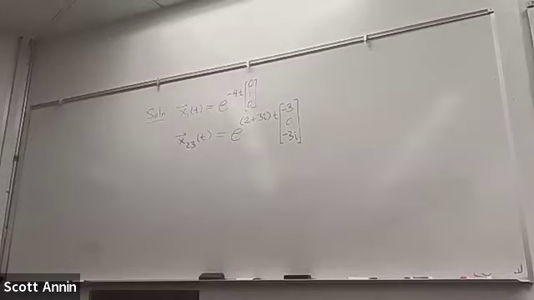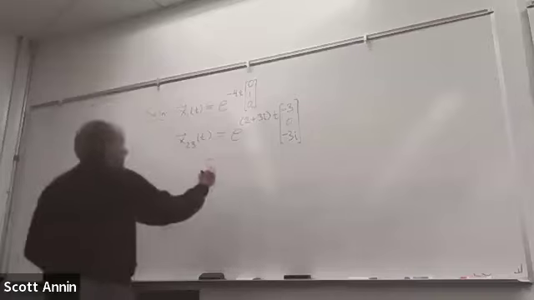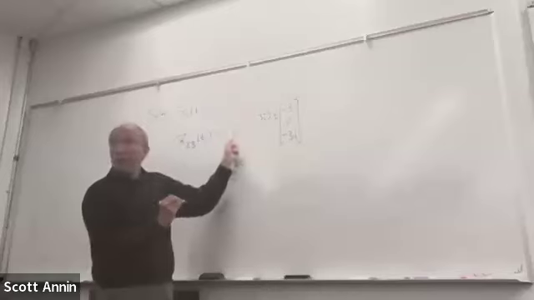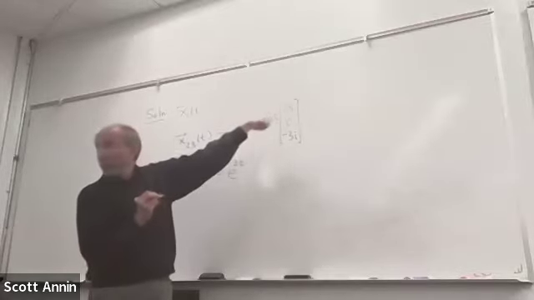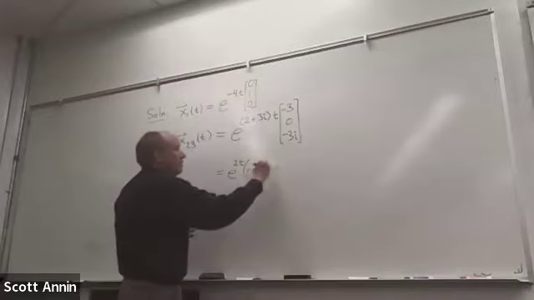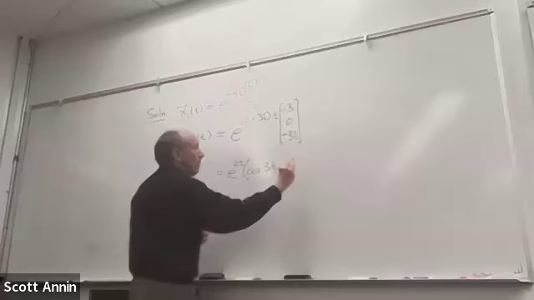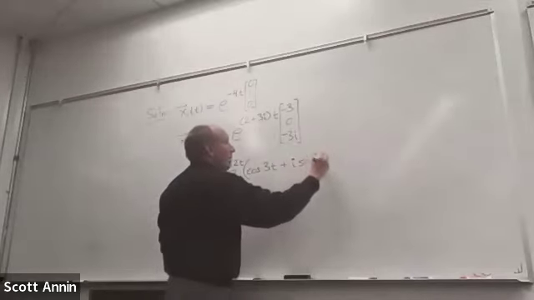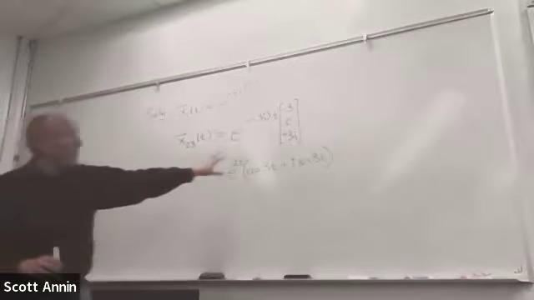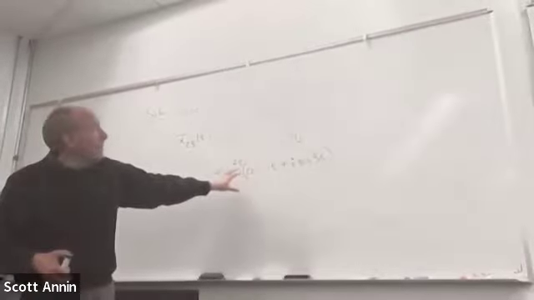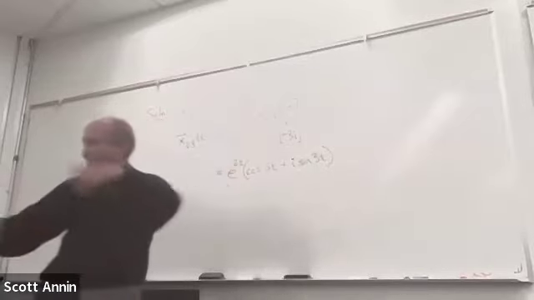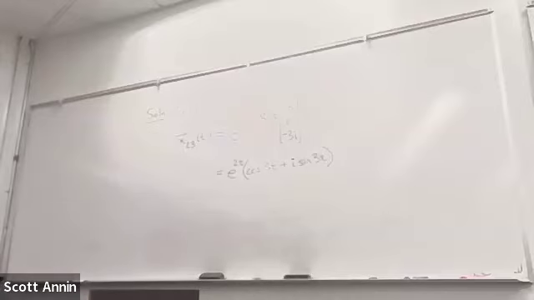Audrey? Yeah, we take out the e to the 2t, and then we use Euler's formula on the imaginary part of this. So I see e to the i with a 3t in front of it. So this is going to be cosine of 3t plus i times the sine of 3t. That's how we clean up the first part of it with the exponential. Remember, whenever you have e to the i theta, you can break it into sines and cosines.